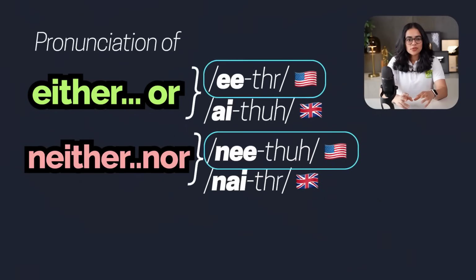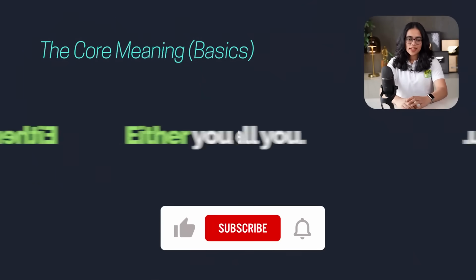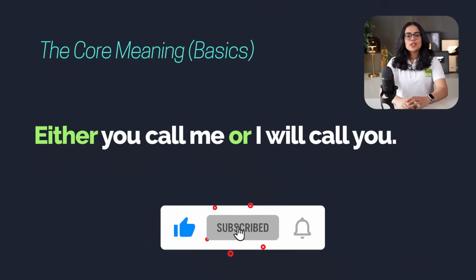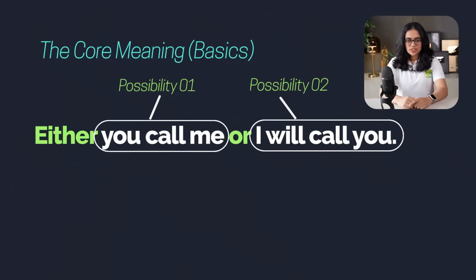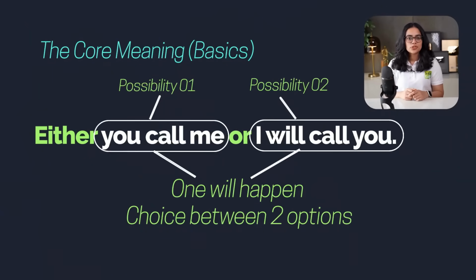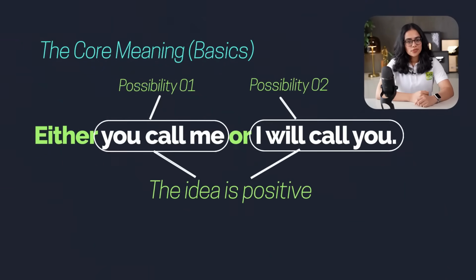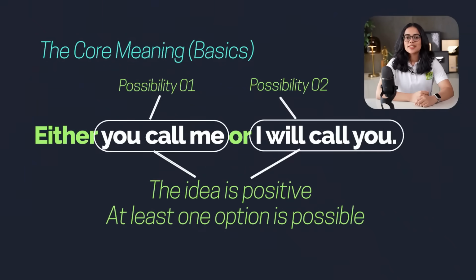Let's get started. First, let's understand the basics, the core meaning. Take a look at this sentence. Either you call me or I will call you. Now there are two possibilities and one will happen. Think of it as one of the two must happen. There is a choice between two options. So when we want to give a choice between two options, we use either or. It means one or the other. The idea is positive. At least one option is possible.